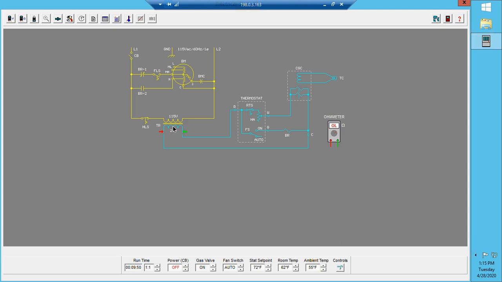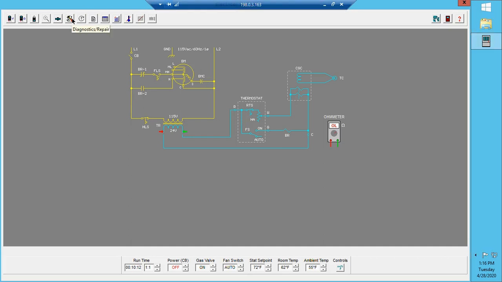Remember: source, path, switch, load. 24 volts would be our source, which is going to be controlling and supplying the power to all of this stuff down here. If I don't have a source, nothing's going to happen. So I need to repair or replace my transformer. So how do I do that?